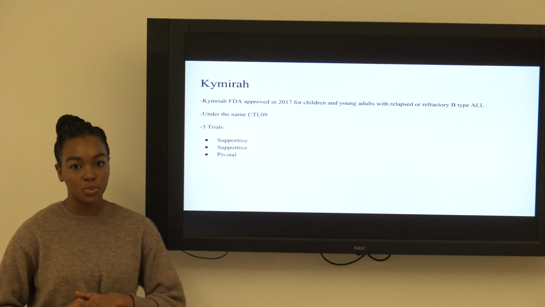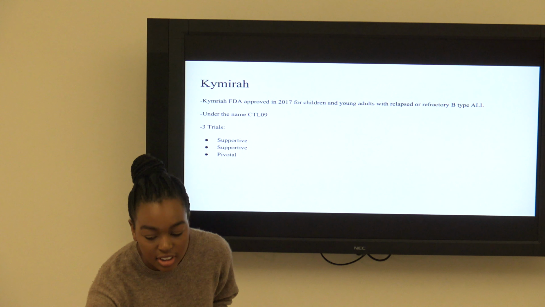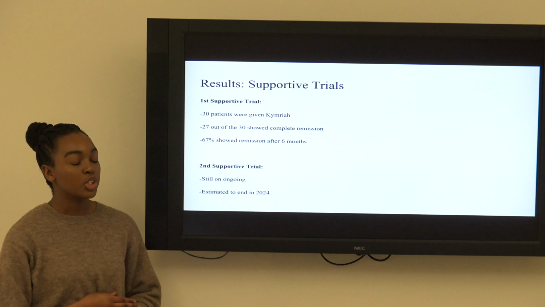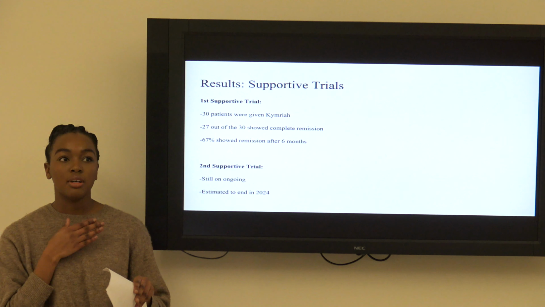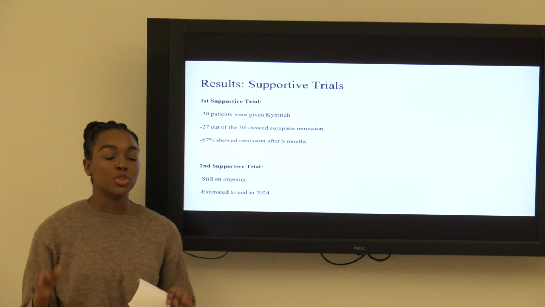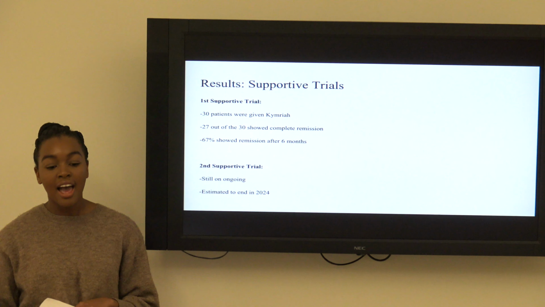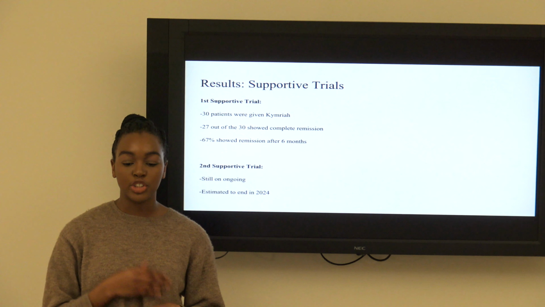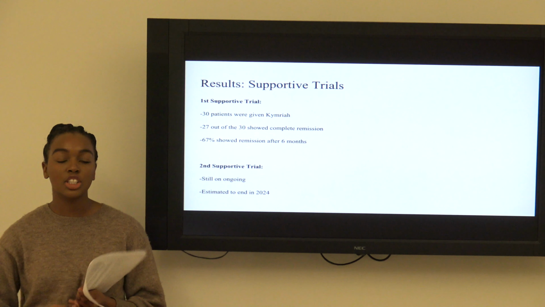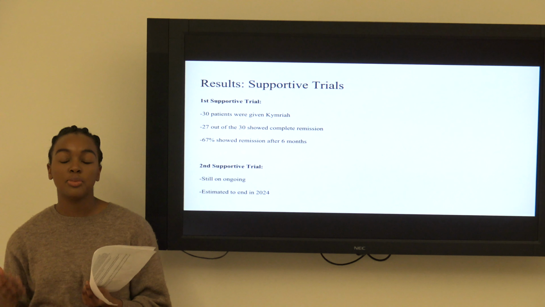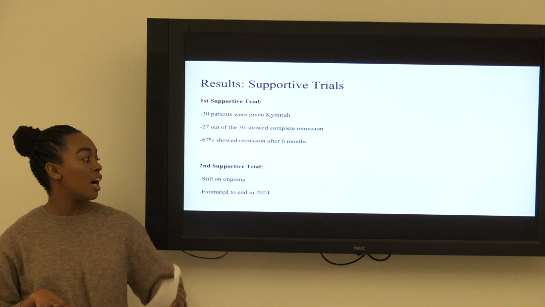So 3 tests were done, 2 supportive trials and 1 pivotal trial that I will be talking about. In the first supportive trial, 30 patients were given Chimera and monitored over 28 days. 27 out of the 30 patients showed complete remission after those 28 days, and 67% showed remission after 6 months, which is pretty good. The second supportive trial is still ongoing. Data is still being collected, and it's estimated to end around 2024.